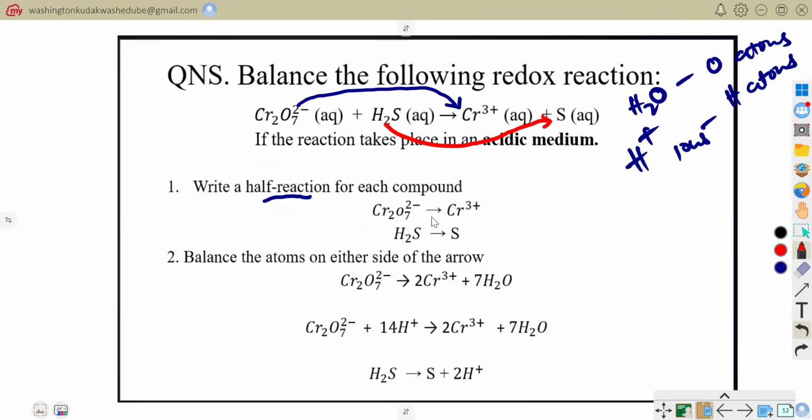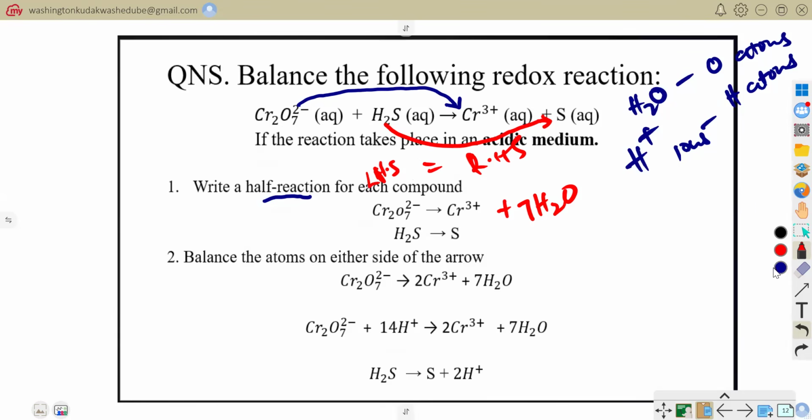After that, I need to balance the number of atoms. The atoms that appear on the left hand side have to appear on the right hand side, and they have to be of equal magnitude, equal in number. So here I've got 7 oxygen atoms, but on this side I don't have any. So I need to add water. After adding water, I will have 7 oxygen atoms.